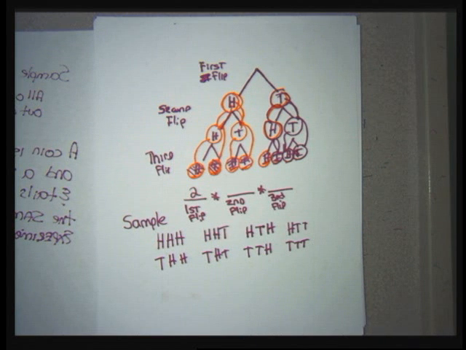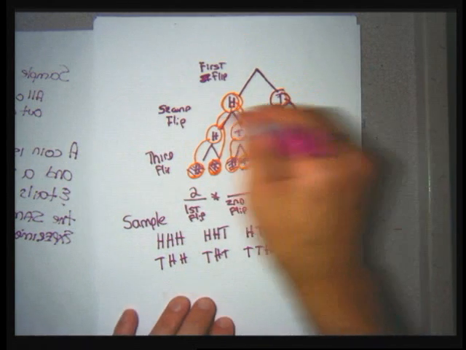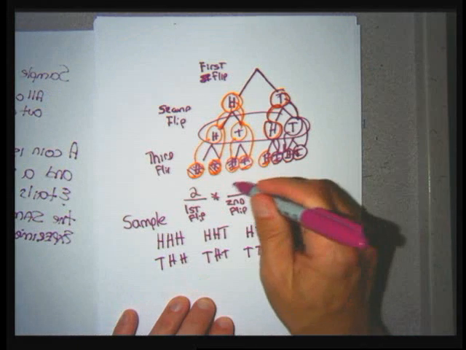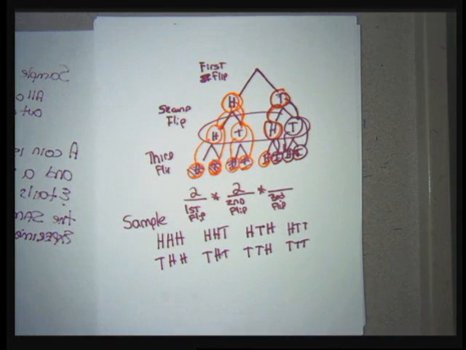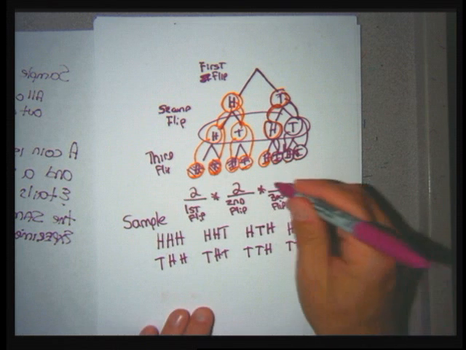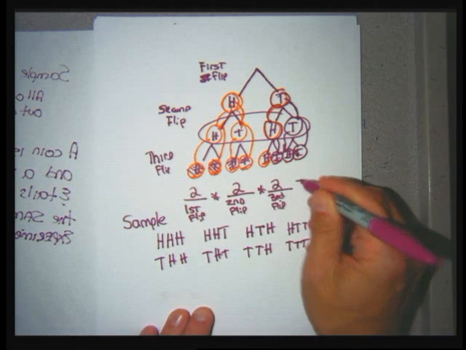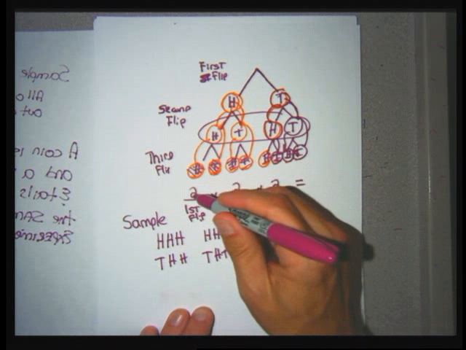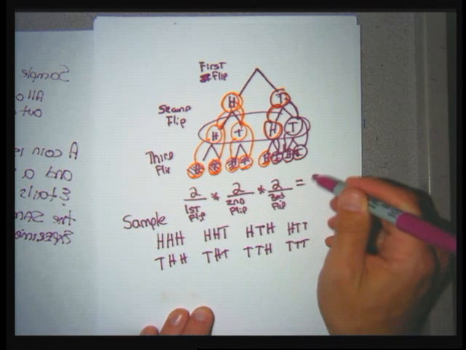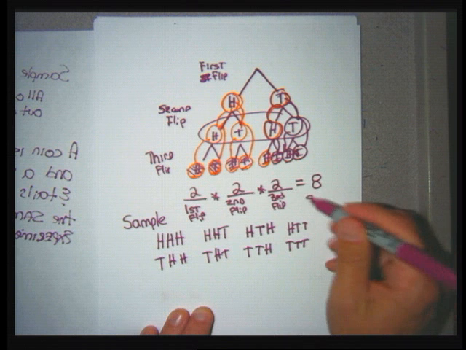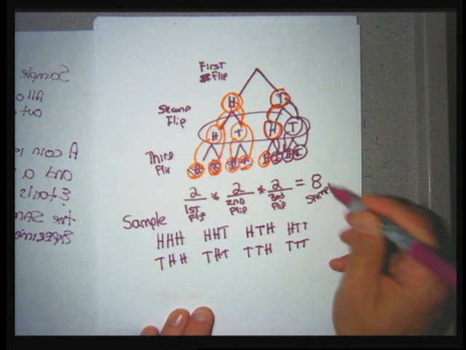Now I go over to the second flip. When I did my second flip, regardless of what I got in the first flip, I could get a head or a tail, so there were 2 things that can happen. And on the third flip, regardless of what happened on the first 2 flips, there were 2 things that could happen. I could get a head or a tail. If I multiply these 3 numbers, 2 times 2 is 4 times 2 is 8, that tells me my sample space will have 8 elements in it.